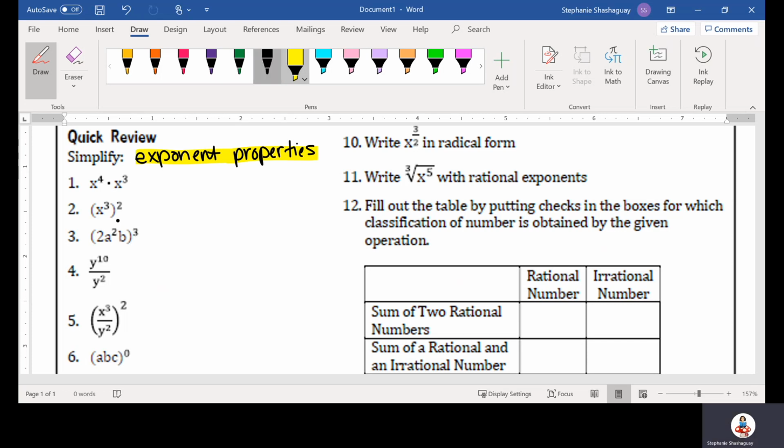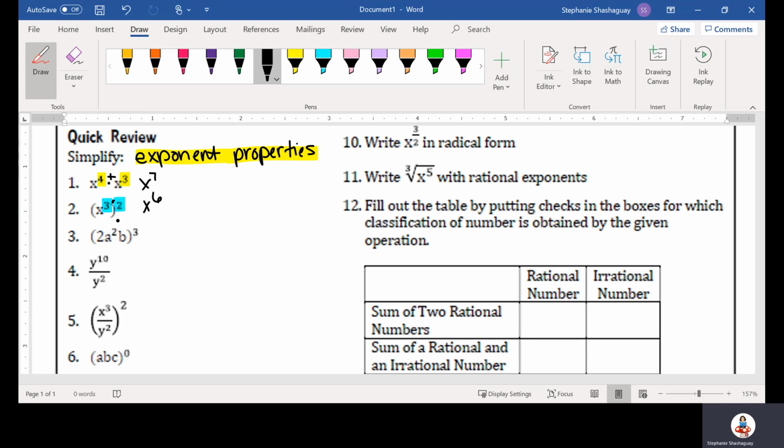Okay, so number 1 says we have x to the fourth multiplied by x to the third. This is our product of powers property, so we're going to add those two powers together, and so we get x to the seventh. In our next example, we have x to the third squared. That's a power to a power property, so we're going to multiply those two exponents together, and we get x to the sixth.